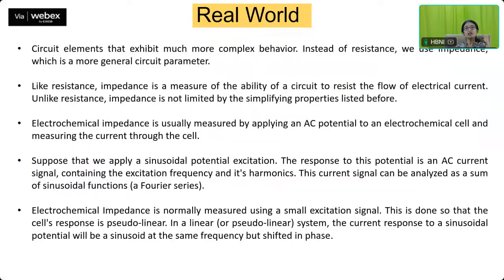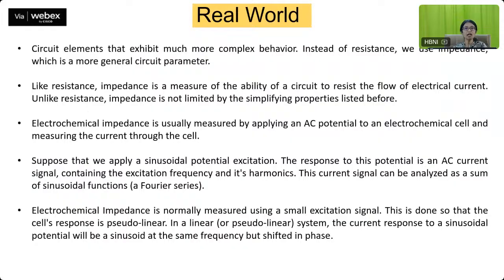But what happens in the real world? The circuit elements which we have in the real world exhibit much more complex behavior. So now instead of resistance, we call it impedance, which is a more general circuit parameter. Like resistance, impedance is a measure of the ability of a circuit to resist the flow of electric current. But unlike resistance, impedance is not limited by the simplifying properties which I discussed in the previous slide.